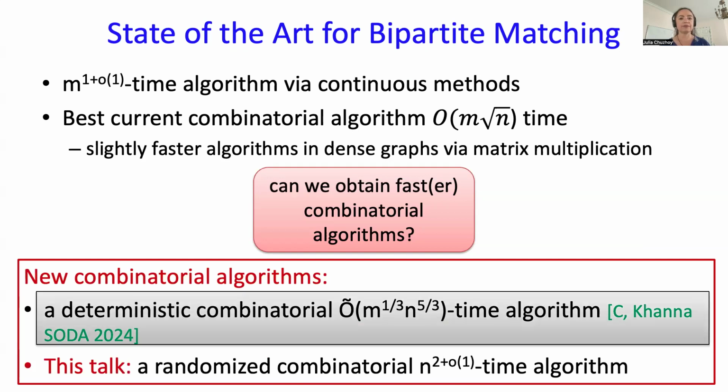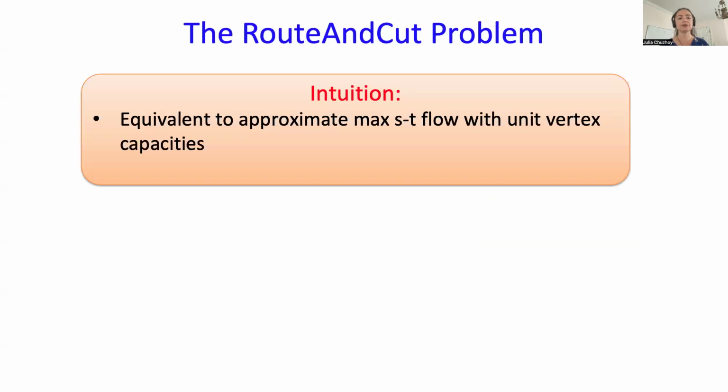So now I'm going to say a few words at a very high level how this algorithm from our SODA paper works. And then I'm going to say how we improve it in this new STOC paper. So first of all, I'm going to define a problem that's called the route and cut problem. And intuitively, you can think about this as equivalent to approximate max ST flow with unit vertex capacities in directed graphs.